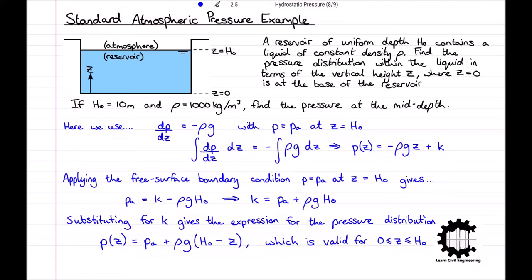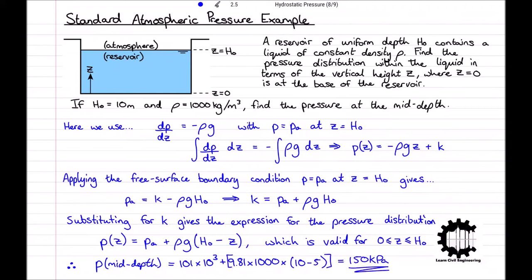Having derived the pressure distribution within the liquid in terms of the vertical height z, we can now use the pressure distribution to find the pressure at the mid-depth when H naught equals 10 meters, rho equals 1000 kilograms per meter cubed, PA equals 101 kilopascals, and z equals H naught over 2, which is equal to 5, to give P equals 101 times 10 to the power of 3 plus 9.81 times 1000 times by 10 minus 5, which is equal to 150 kilopascals. There is the answer for the example problem then, and well done if you got that correct. If not, then hopefully now that we've worked through it together, you understand the solution a bit better.